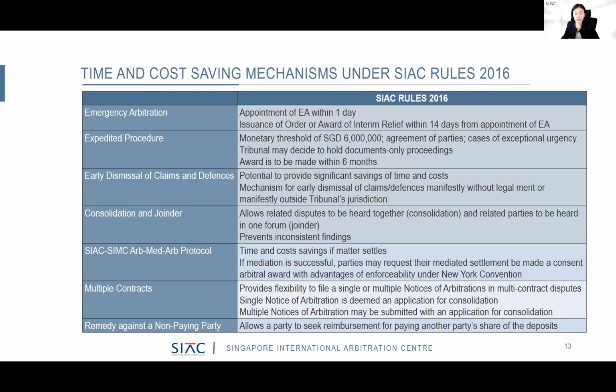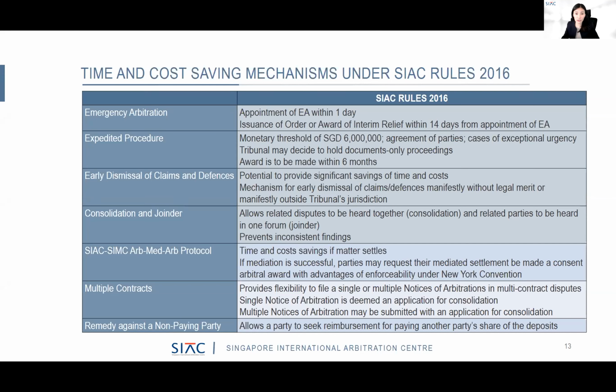We also have an express early dismissal mechanism whereby a party may apply to the tribunal at any time during the course of the proceedings for the dismissal of a claim or defense that is manifestly without legal merit or manifestly outside the jurisdiction of the tribunal. This mechanism can potentially save time and cost because parties are able to strike out any number of heads of claim or defense that are not good in law or outside the four corners of an arbitration agreement, instead of having the tribunal deal with it all the way until the end.